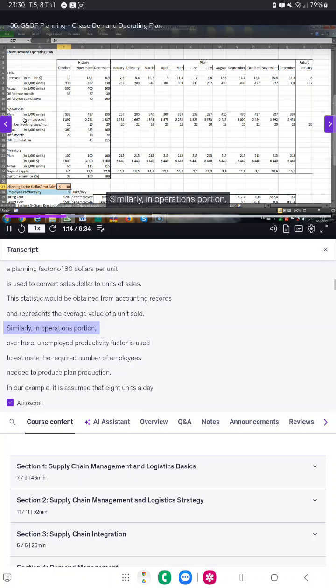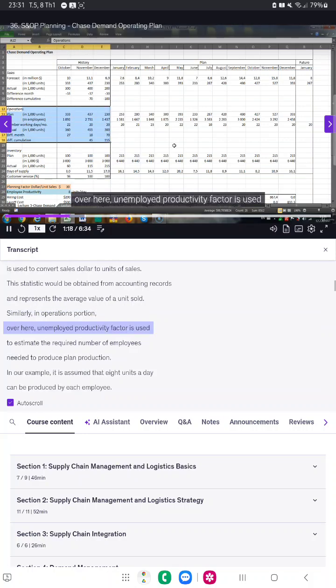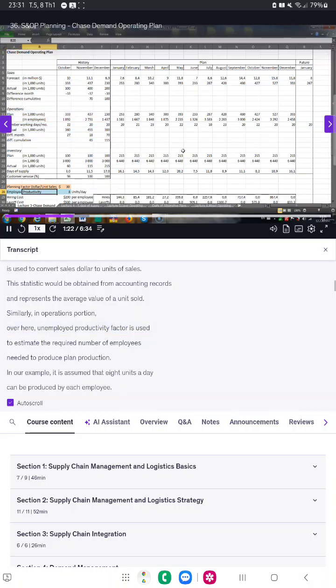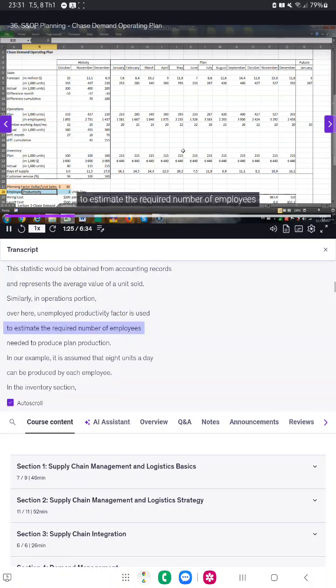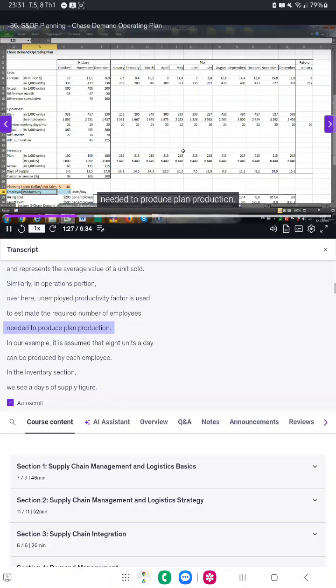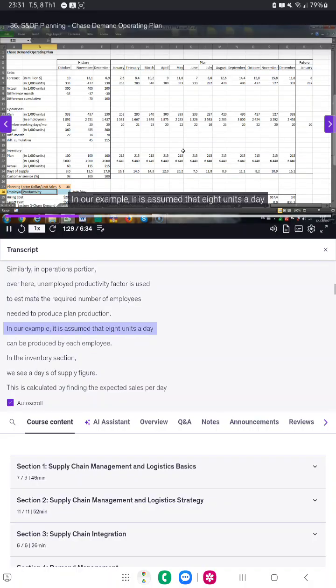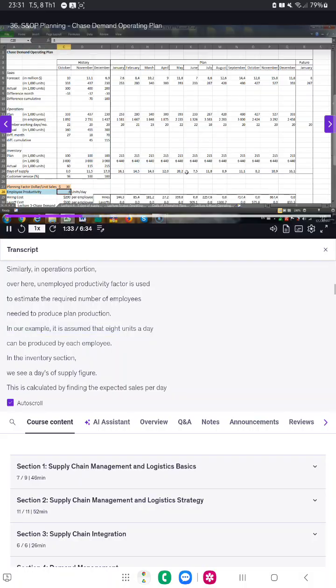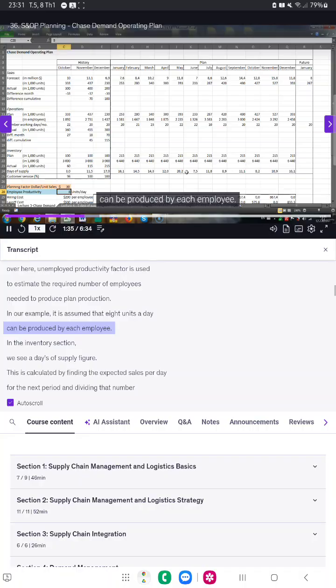Similarly, in the operations portion over here, an employee productivity factor is used to estimate the required number of employees needed to produce planned production. In our example, it is assumed that 8 units a day can be produced by each employee.